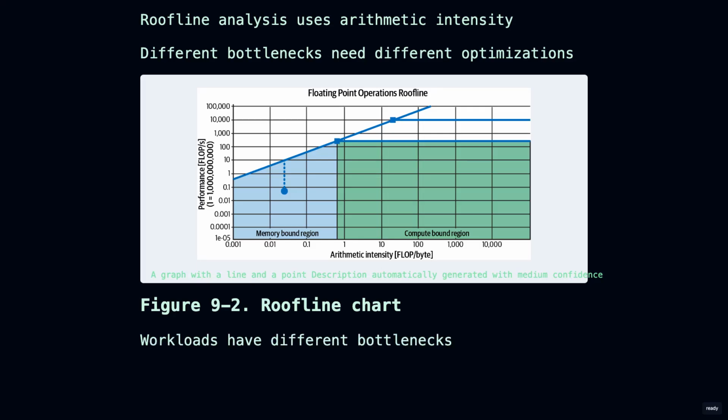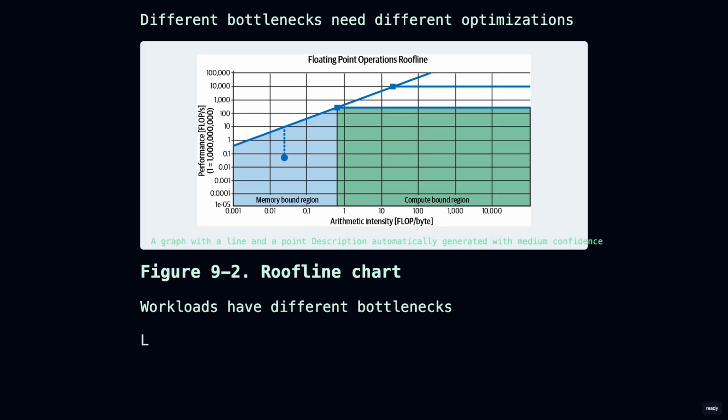Not every AI workload behaves the same way. Image generation often pushes compute harder, while autoregressive language models often spend more time waiting on memory access. To make this concrete, let's look at transformer inference. It has two distinct phases, and each phase stresses the hardware in a different way.